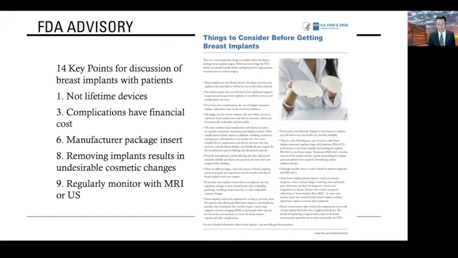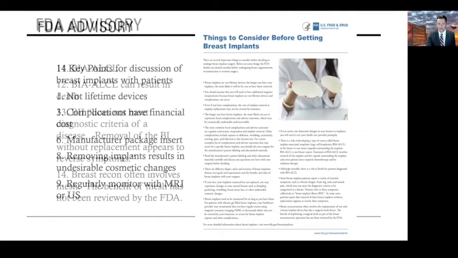Number 1, they are not lifetime devices. They do have complications with financial costs. Manufacturer package inserts should be given to all patients so that they can read these themselves. Removing implants results in undesirable cosmetic changes. Even despite this, we are seeing increases in explantation, and they encourage patients to regularly monitor with MRI or ultrasound evaluation after 5 years, and then every 3 years thereafter.